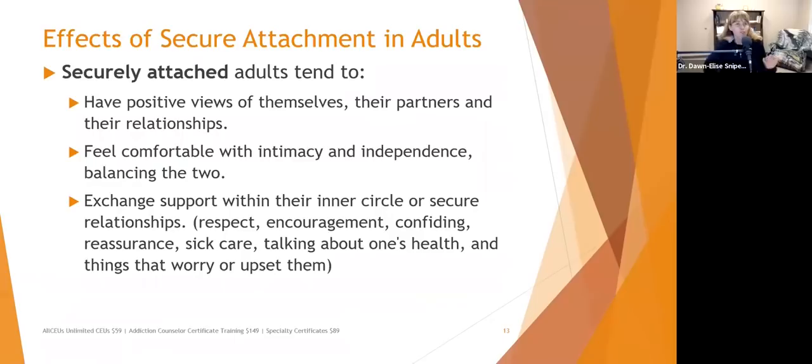Think about the things that you talk about with your primary best friend, whomever that is, if it's your partner or your best friend forever, whoever. What types of things do you talk about with that person, and what types of things does that person provide for you? My guess is several of them are listed here.